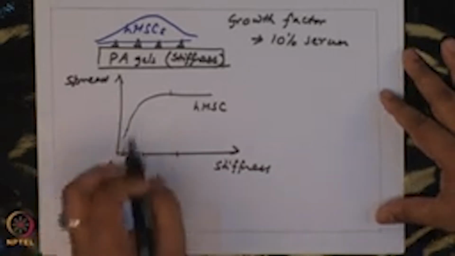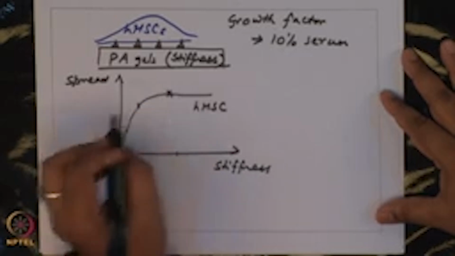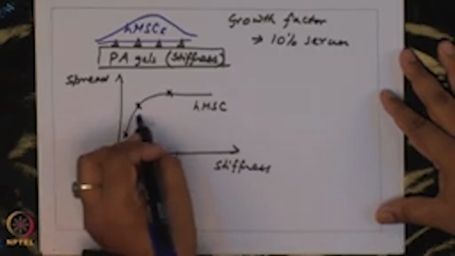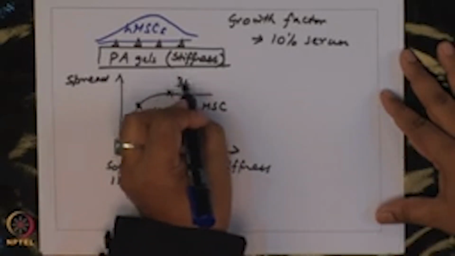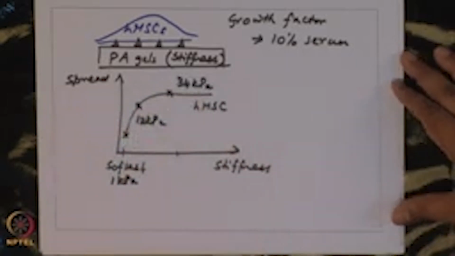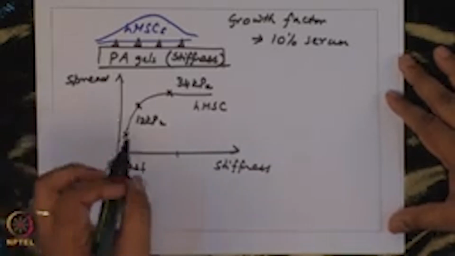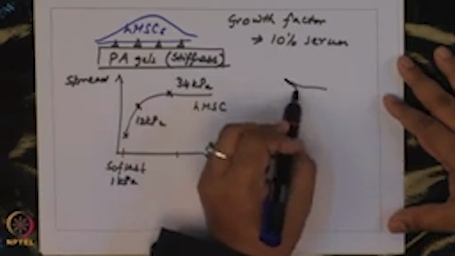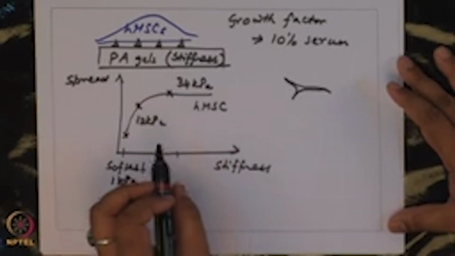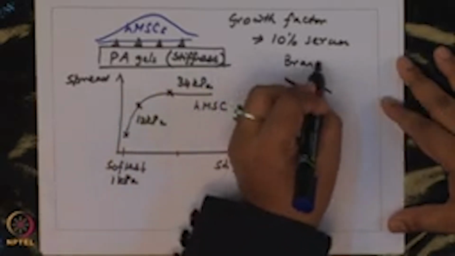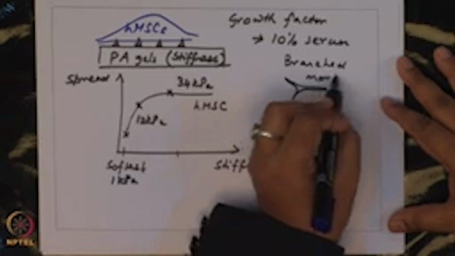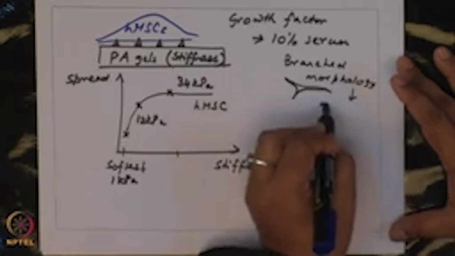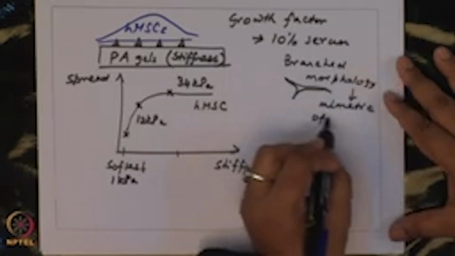However, if you look at the shape, this is soft, 1 kPa stiffness, this is 12 kPa stiffness, and this is 34 kPa stiffness. When you ask what is the shape of the cells, what the authors found was on the softest 1 kPa gel, the cells had a more elongated or branched morphology, a branched morphology mimetic of a neuron.